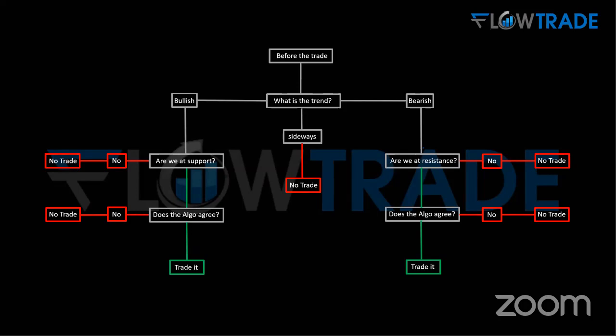And then the same rules apply to the bearish side. Are we at a resistance point? If we are, does the algo agree with us? Does the algo agree? Okay, it does. So we're going to take the trade. So this is the flow that we use. Again, like I said, the first thing that we do is we check the chart, and then we verify it against the algo to see what the algo says.